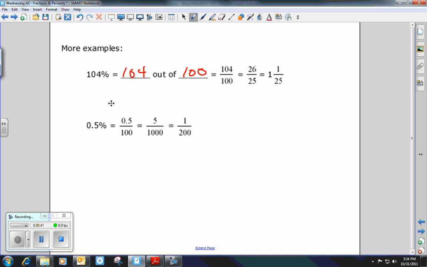Okay, also a half a percent, 0.5%. We're going to put 0.5 over 100. Now, when I have a decimal over 100, I am going to need to move my decimal over one spot to the right up here to get a whole number, because I can't have decimals in my fractions. So I move one spot to the right up here on top to get a whole number of 5. And if I do that on top, I also have to do that on the bottom and fill in with a 0. So that gives me 5 out of 1,000. And then I simplify that to 1 out of 200, 1/200th.